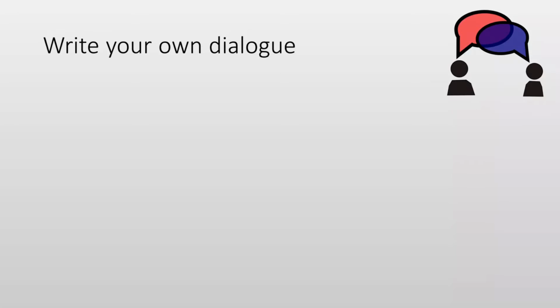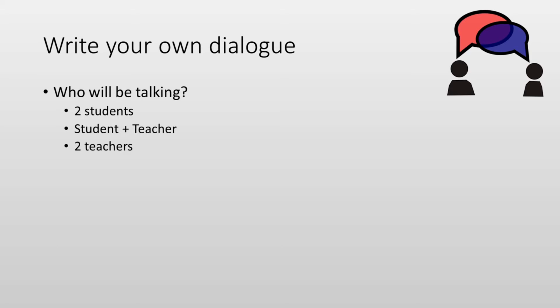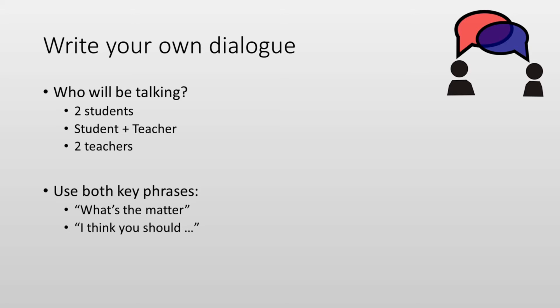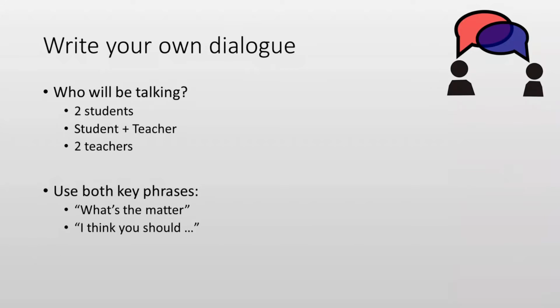Okay, those were two examples of a dialogue. Now I want you to write your own dialogue. Think. Who will be talking? Two students? A student and a teacher? Two teachers? You can choose the two speakers. Use both key phrases. What's the matter? And I think you should. I will give you 3 minutes to complete this activity. Okay, let's begin.